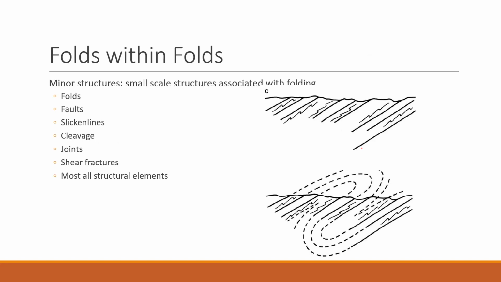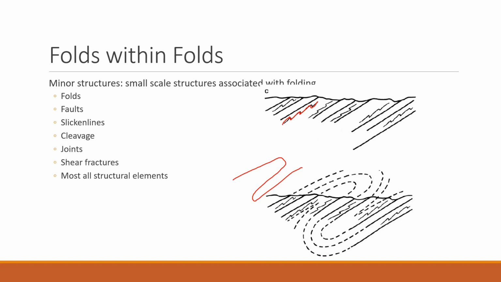We can have folds within folds. So basically a fold is where the shape of the rock is folded. It's no longer flat. It's squished up. On these bigger folds, we can have smaller things superimposed on them. So we can have little folds. That's what we're seeing here. These are little folds on the limbs of bigger folds.